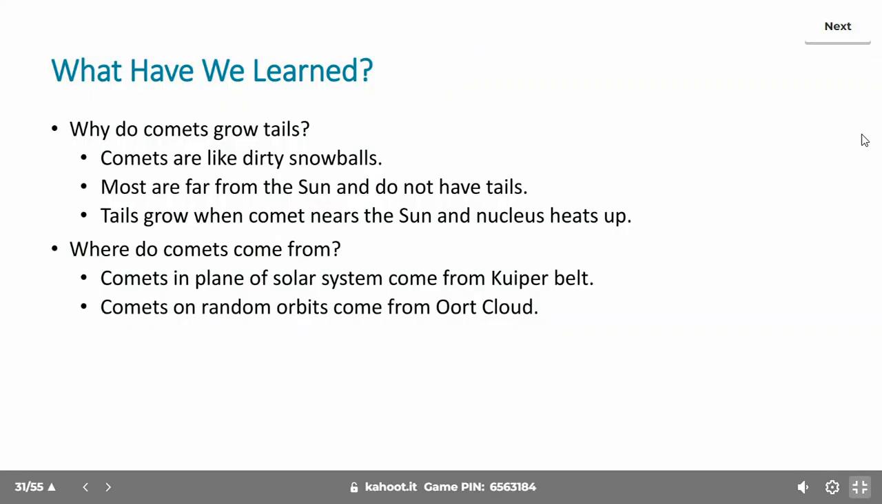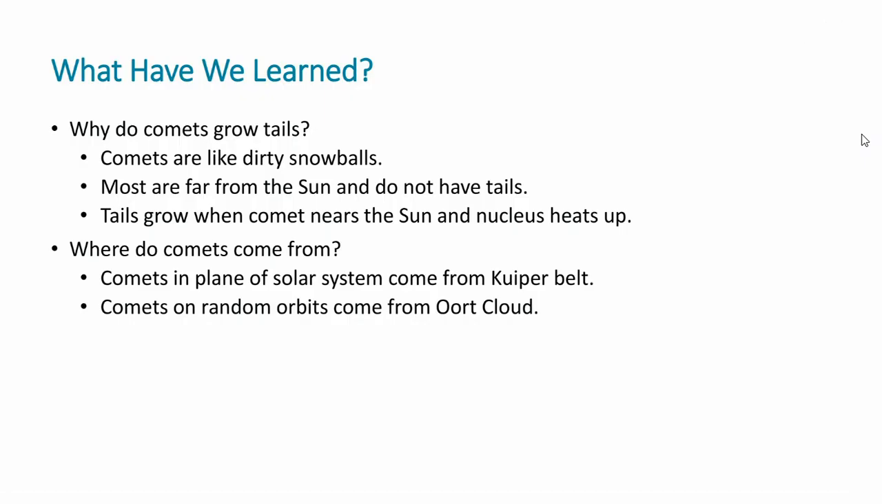So why do comets grow tails? For the most part, they don't have a tail, and it's only when the sun heats up the nucleus and it's exposed to enough solar wind that you will get a tail. And comets in the Kuiper belt and in the Oort cloud are the leftover material from solar system formation.